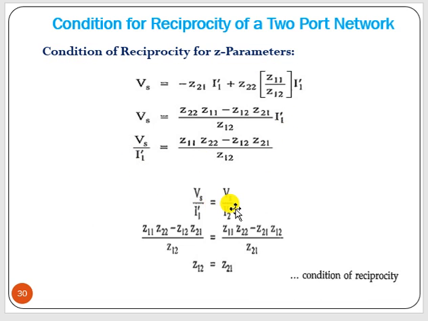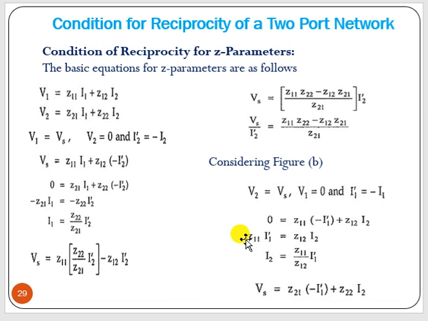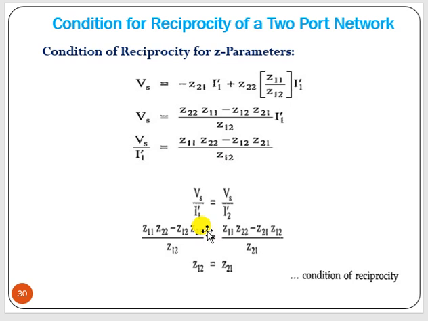If both are equal, then the two-port network is reciprocal. It follows the condition for reciprocity. So if we equate that, if Z12 equals Z21, then the two-port network for the Z parameters will satisfy the reciprocity condition. So the condition for reciprocity of the Z parameters is Z12 equal to Z21.